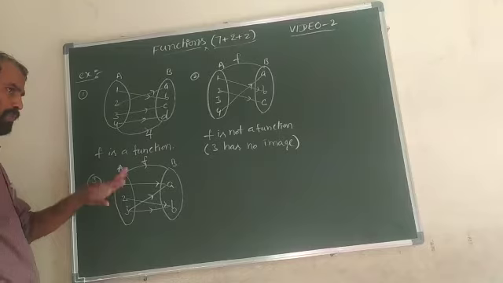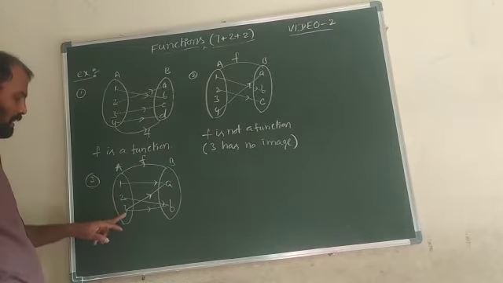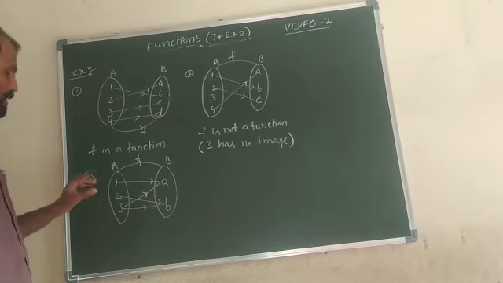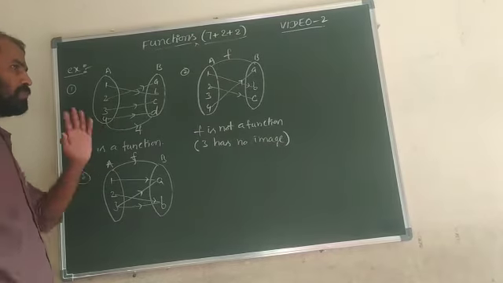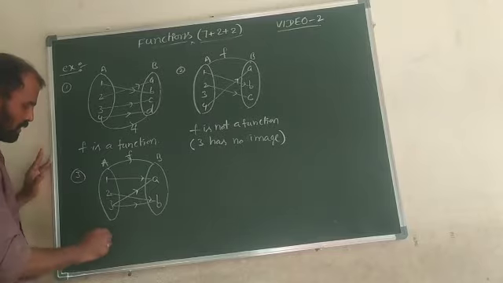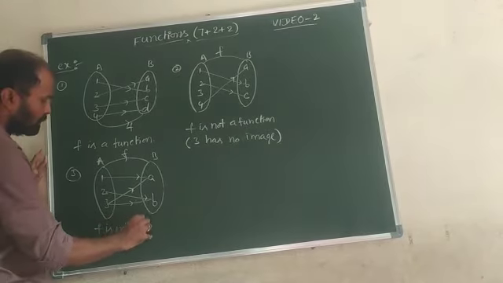Every element has an image, but how many images does 3 have? 3 clearly has A and B, 2 images. But what is the function definition? Every element in set A has a unique image in set B. A unique image must be there. But here 3 has 2 images, A and B. So it is not a function. So f is not a function.